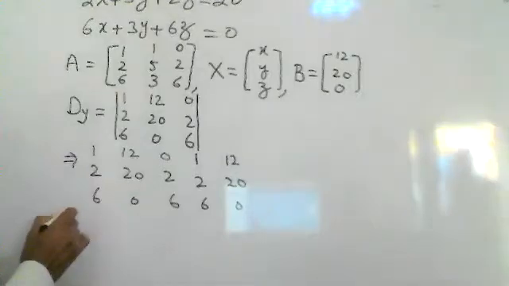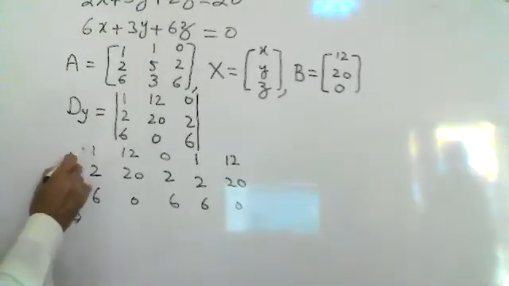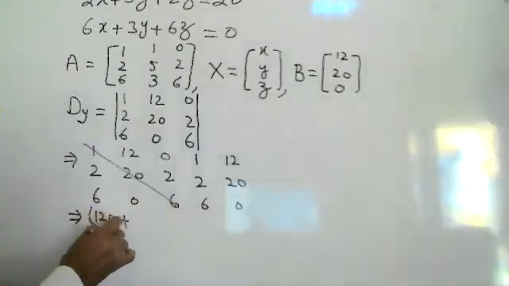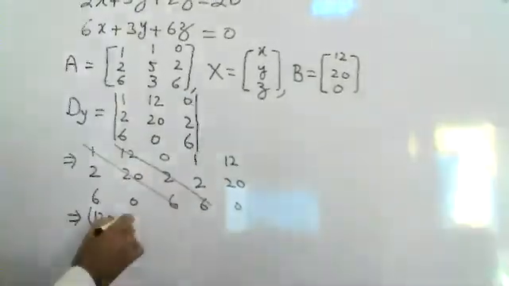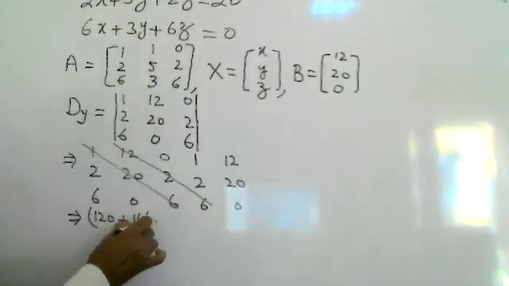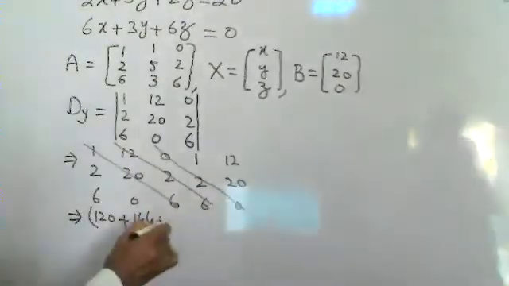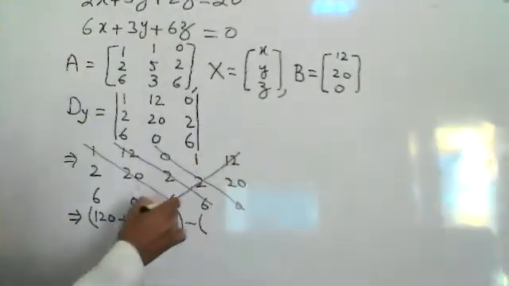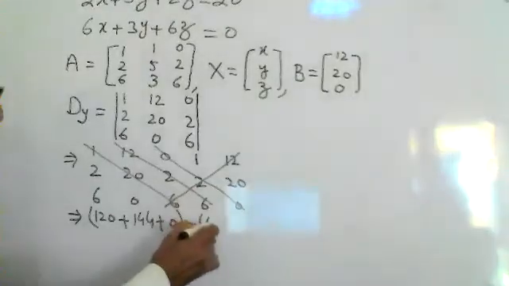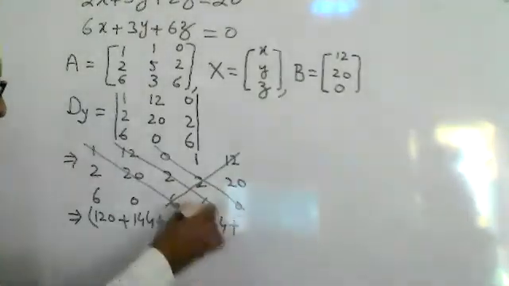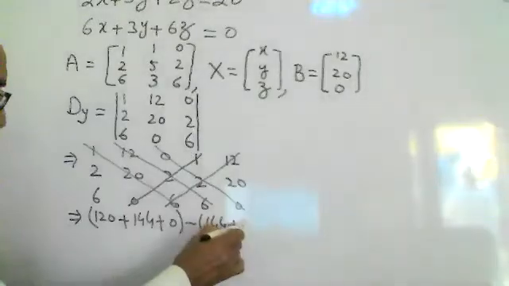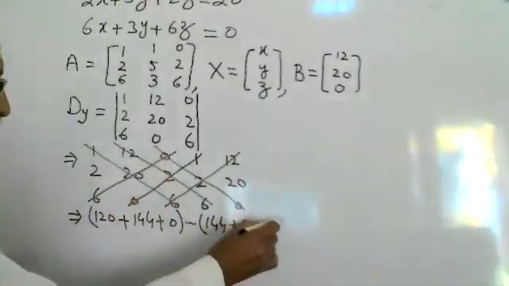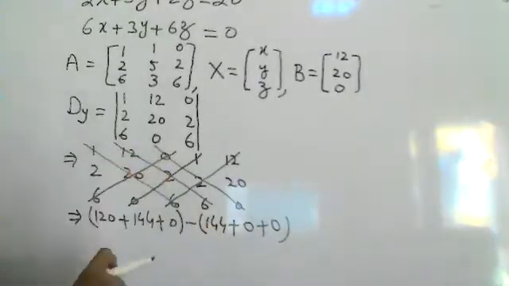And now this is the primary diagonal. 120 into 6 will be 120 plus 12 into 2 into 6, 144, plus 0 into 2 into 0 will be 0, minus the secondary diagonal 12 into 2 into 6, 12 into 12, 144, plus 1 into 2 into 0 will be 0, plus 0 into 20 into 6 will be 0. When 0 is multiplied with any number, the answer will be 0.